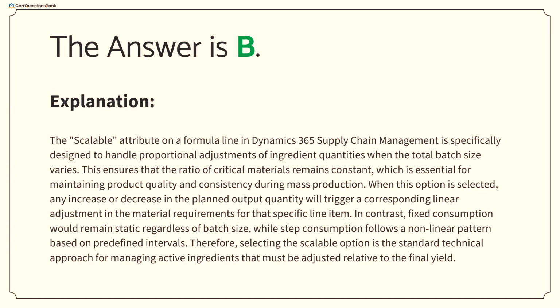The scalable attribute on a formula line in Dynamics 365 supply chain management is specifically designed to handle proportional adjustments of ingredient quantities when the total batch size varies. This ensures that the ratio of critical materials remains constant, which is essential for maintaining product quality and consistency during mass production. When this option is selected, any increase or decrease in the planned output quantity will trigger a corresponding linear adjustment in the material requirements for that specific line item.